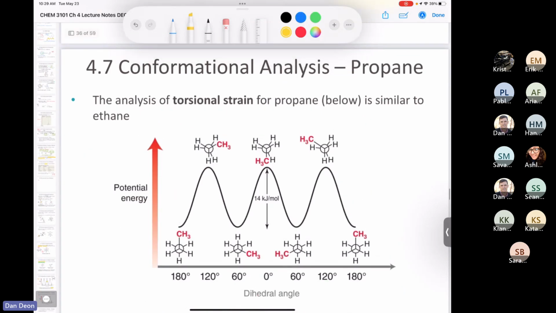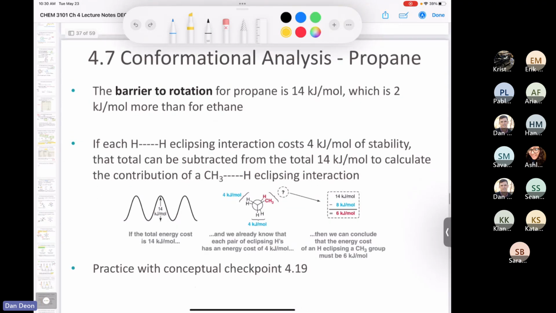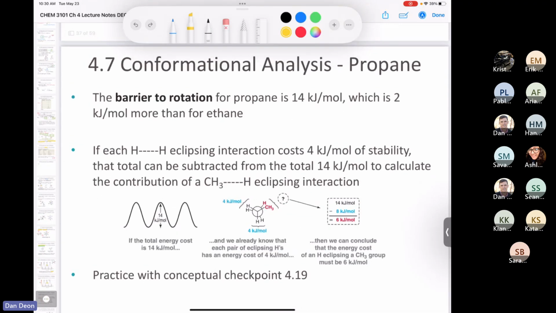But when you do the same analysis for propane, it goes up to 14 kilojoules per mole. Notice that all the eclipsed conformations are degenerate, they're equal in energy, and all of the staggered conformations are equal in energy as well. So we've analyzed the conformational analysis of ethane and propane, but what did we learn from propane?